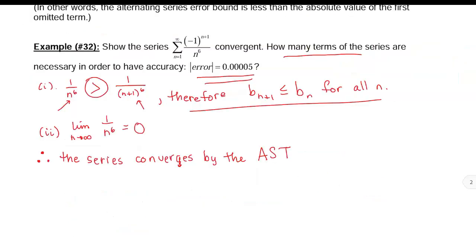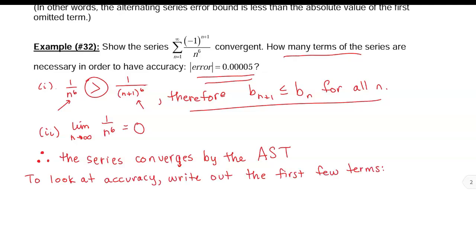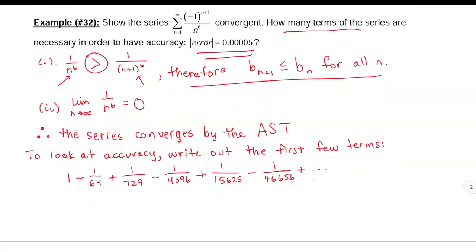To look at accuracy, write out the first few terms. Let n equal 1, let n equal 2, let n equal 3. You're going to need your calculator. Let n equal 4, let n equal 5, let n equal 6. You might not need this many, but if you have your calculator, you can generate a few terms. What I need my calculator for is to check the decimal version of these numbers.